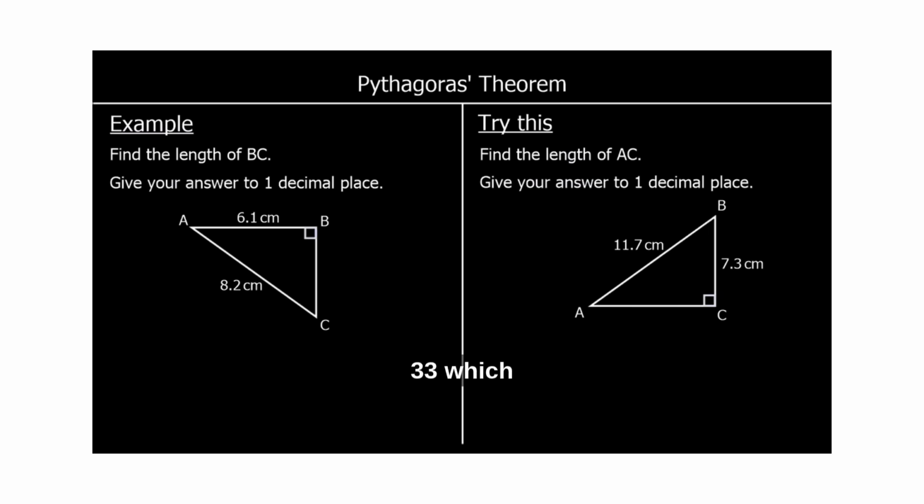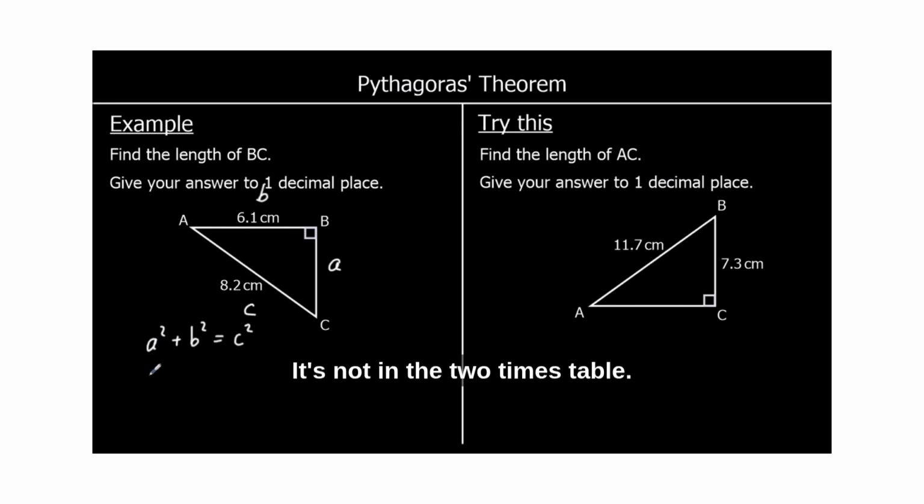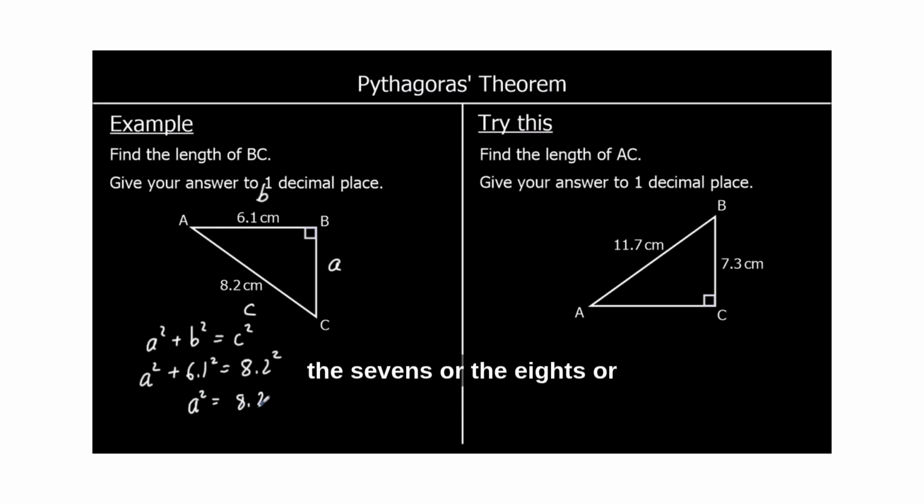Okay, another example. This time we're giving our answer to 1 decimal place. So we're finding one of the shorter sides. We can see that we know the hypotenuse, the one opposite the right angle. We can say that a squared plus b squared equals c squared. And if we substitute in, that means a squared plus 6.1 squared equals 8.2 squared. To get a squared by itself, we take away 6.1 squared from both sides. So a squared is 8.2 squared minus 6.1 squared.